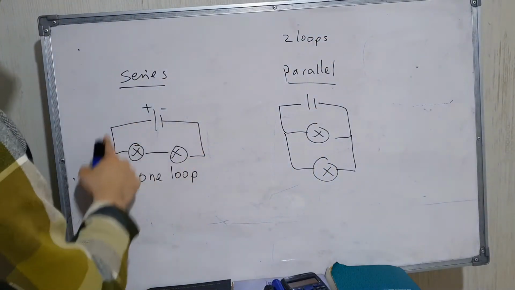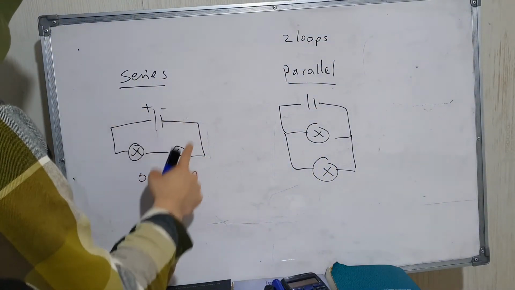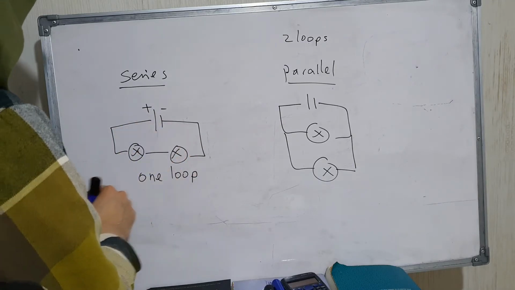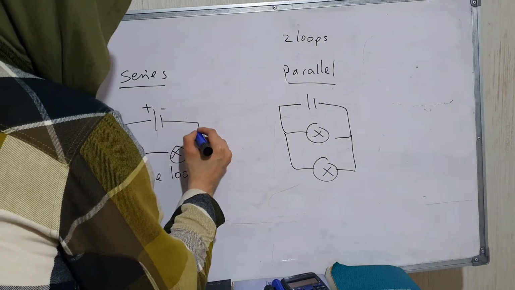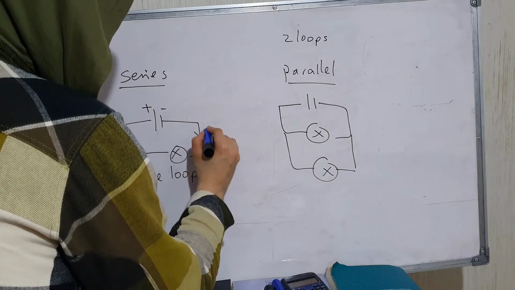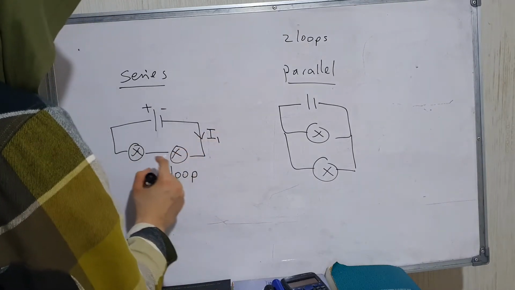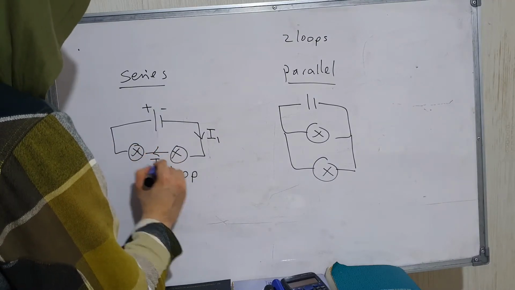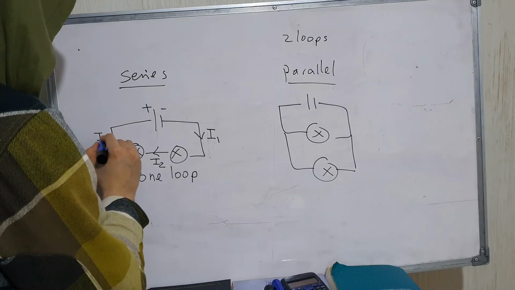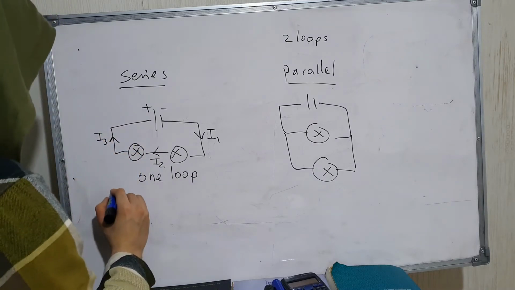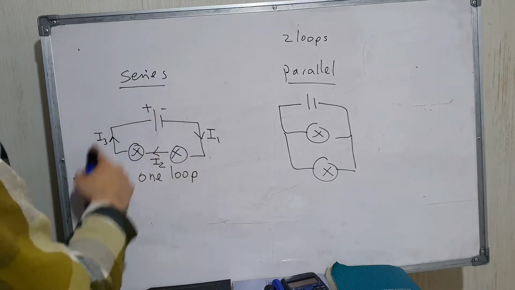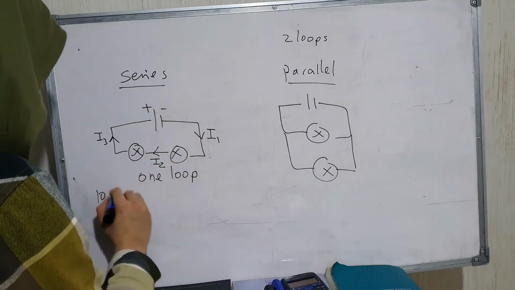Now the current is the same throughout this circuit. The current is the same in this circuit. So if you have a current here, and you've got a current here, and you've got current there, they are all the same because you've got electrons flowing in one road. So let's just say that you've got 10 cars in this road. So you've got 10 cars.